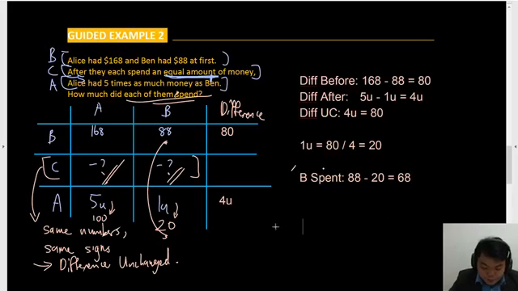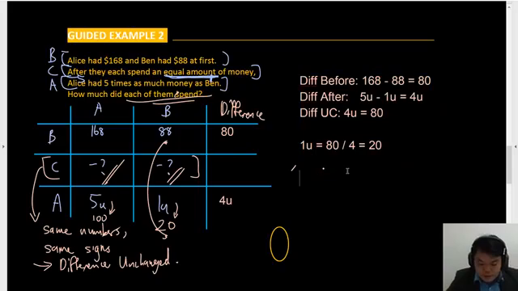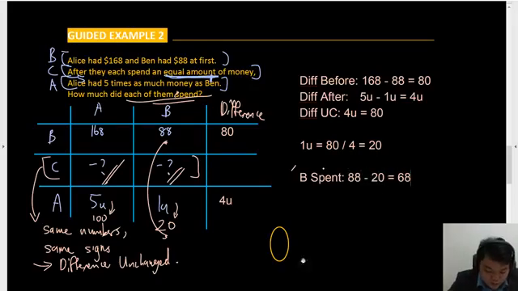Now, if you want to double confirm that you are correct, B spent 88 minus 20, which will give you $68. The answer here will be $68.